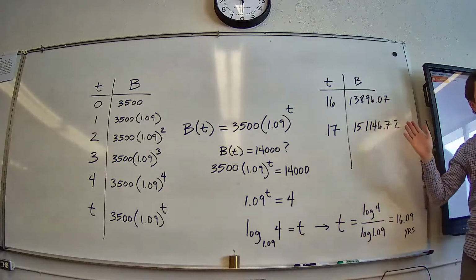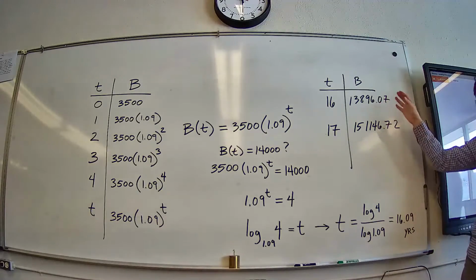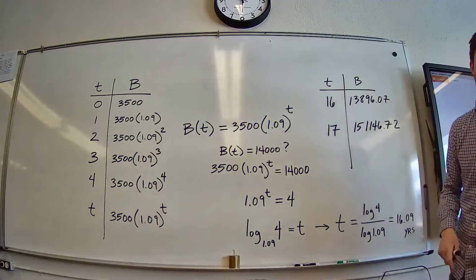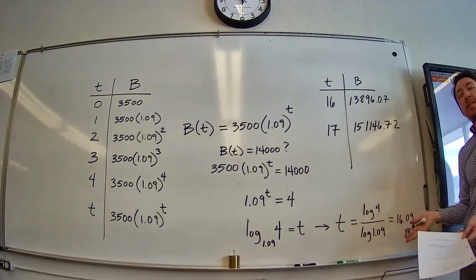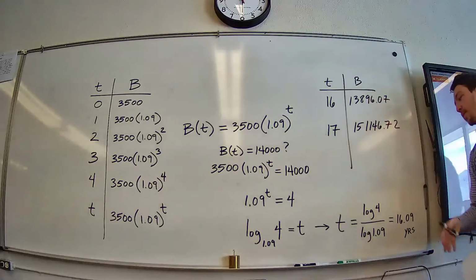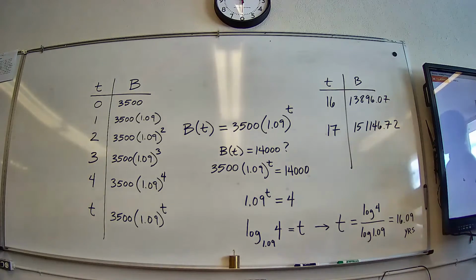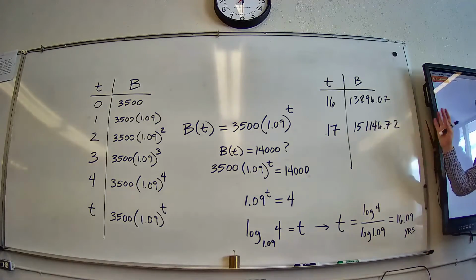But anyway, we're not going to nitpick too much. Do you see what I mean? Technically her account never actually reaches 14,000 exactly, but it exceeds 14,000 in the 17th year. So for your quizzes and stuff, you're just going to be expected to get a number like this.